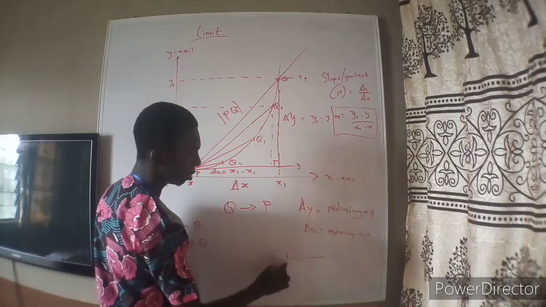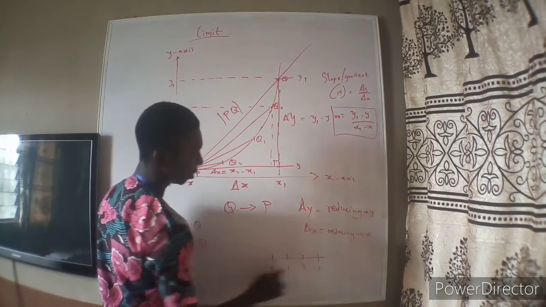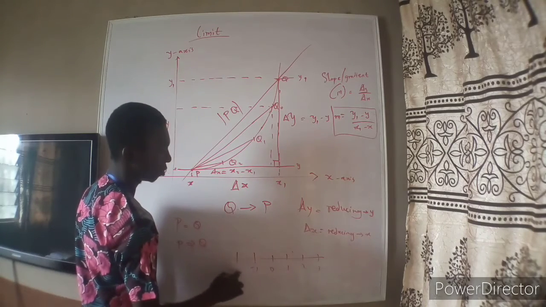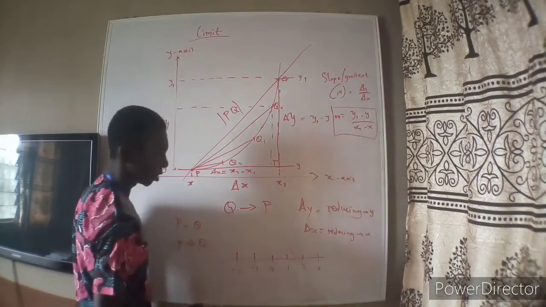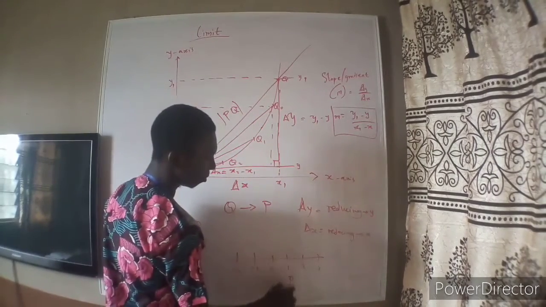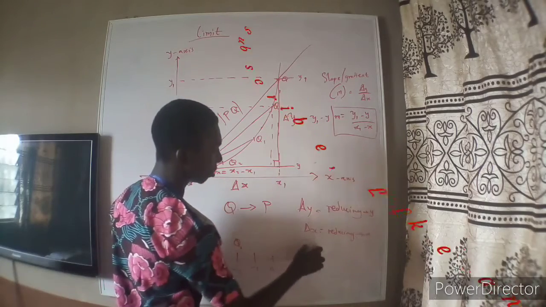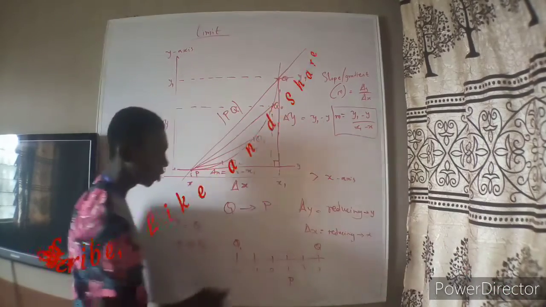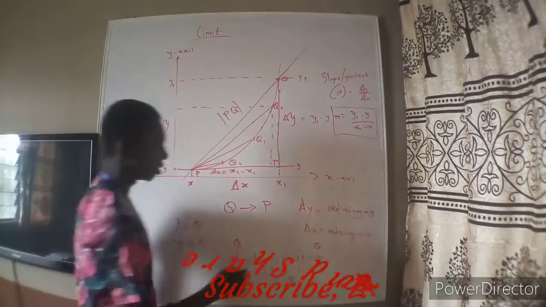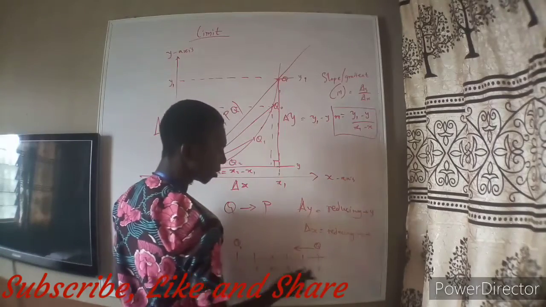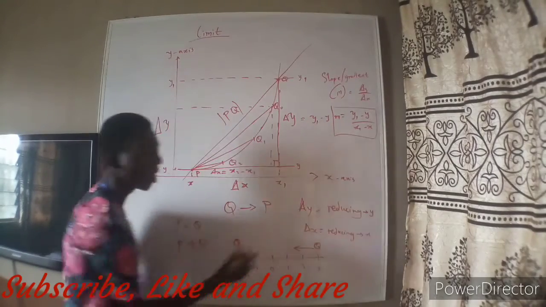with 0, here 1, 2, 3, and I have minus 1, minus 2. Now, let me assume this is my point P. This is now my Q1, and this is my Q2. Let's now assume Q approaches point P. It will be coming from here. Now, the question is, let it only approach it.